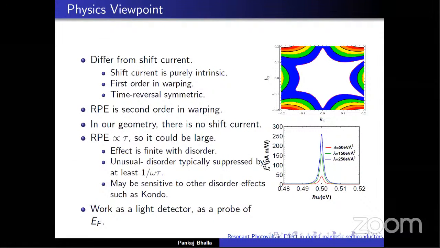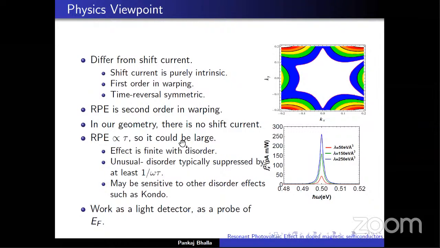The second difference is the first order warping. They are proportional to only the first order warping, but we have found that this is proportional to the second power of the lambda warping coefficient, and we got the peak around 260 picoampere meter per watt. However, in the literature, the shift current is around 120 or 110 picoampere meter per watt. That occurs only for time reversal symmetric systems. But for our effect, one needs to break the time reversal symmetry, which we have broken with the in-plane magnetization.